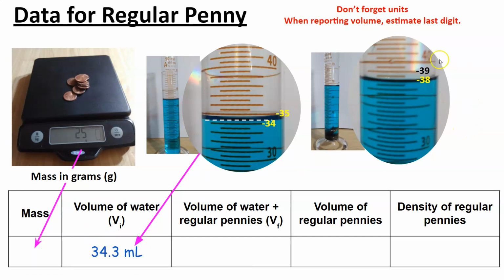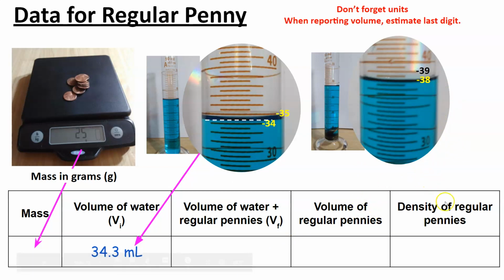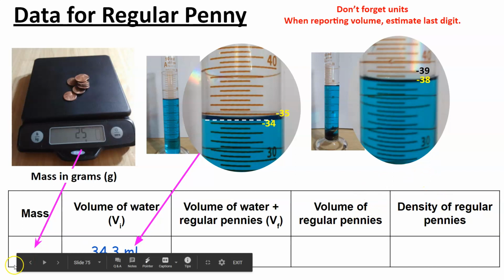Okay, so then you'll also have in your data the volume with the regular pennies added. So that's in here, and you would read this. So here the line is, this is the 39 mark, this is the 38 mark. That would make this a 37 mark. Where do you think the bottom of the meniscus is based on that? And you fill this in here, and then use that to calculate the volume of the pennies and then the density of the pennies.